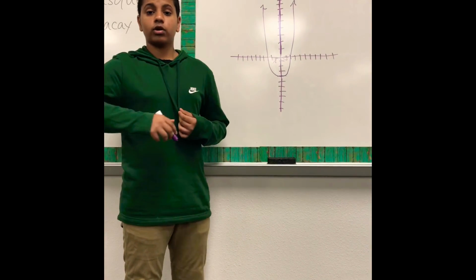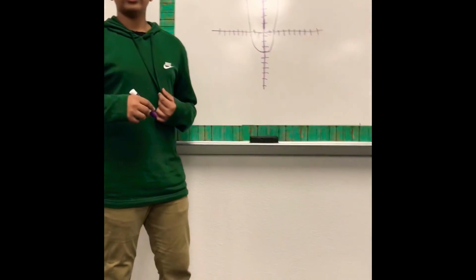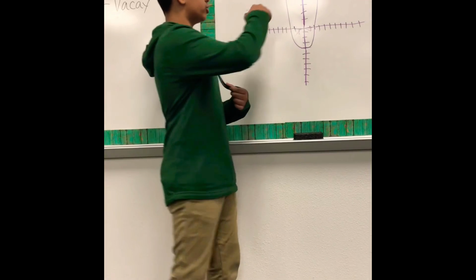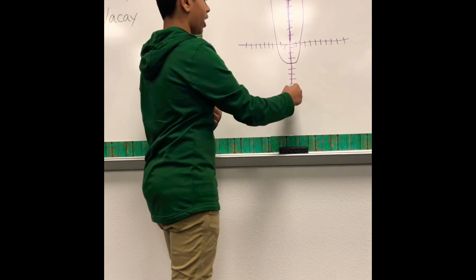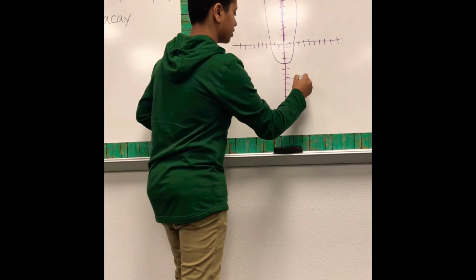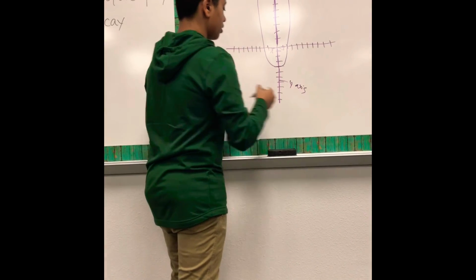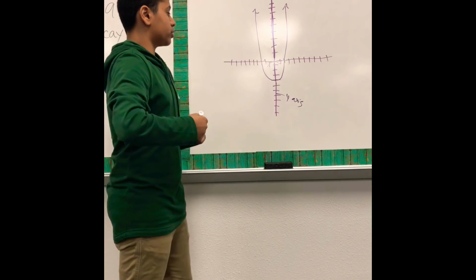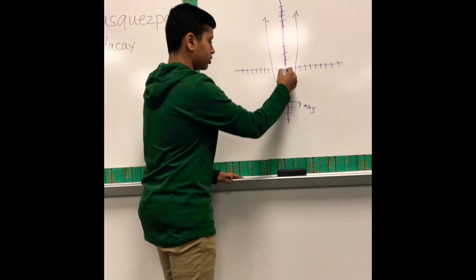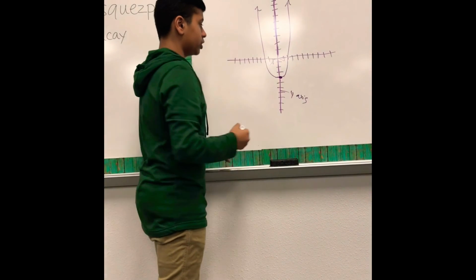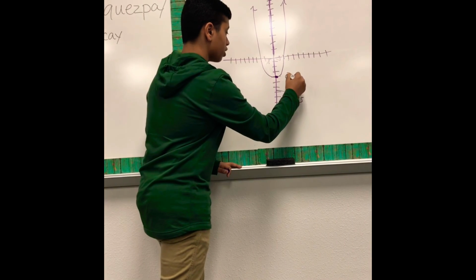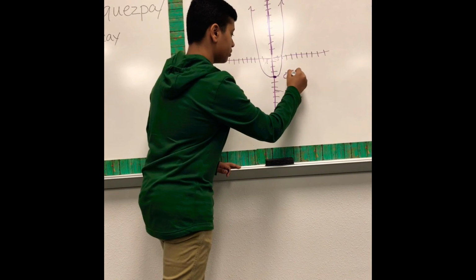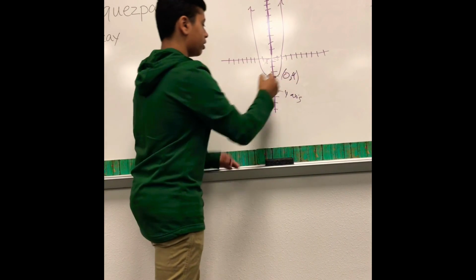Okay, the last thing that we're going to talk about is the y-intercept. The y-intercept is the part of the parabola that intersects the y-axis of the graph. And this is the y-axis. The function that we're going to use is y equals x squared minus 4. The y-intercept, as you see, is right here. This point is going to be 0, comma, -4, because it intersects right here at -4.